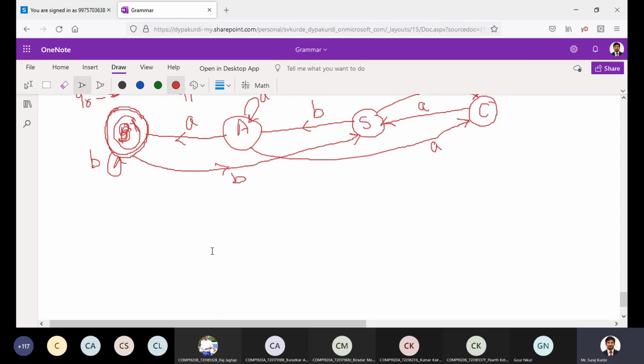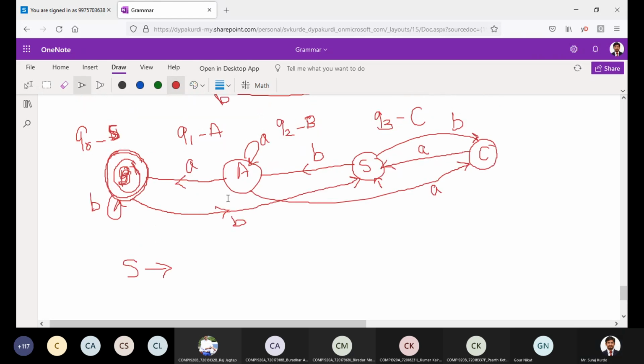Now write down the production rules. So let me start with S. S will remain the start state. S on input B: the next state is capital C and the input is B. It is left linear, so the leftmost should be the non-terminal. Second, S producing from S to A: capital A on input B.